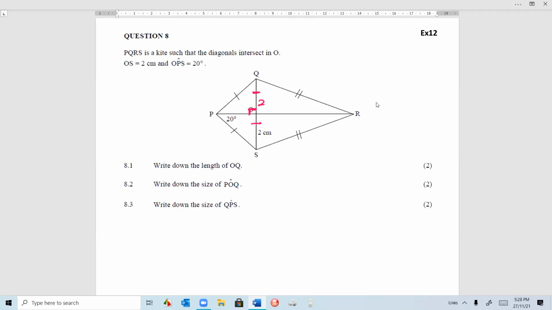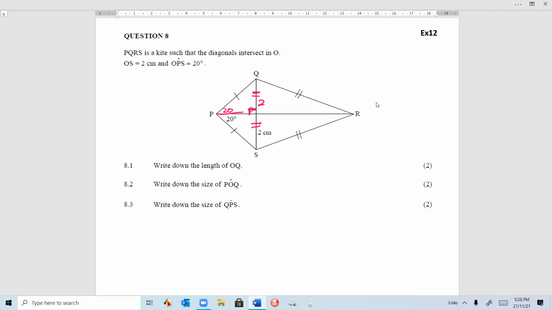So now, we want to find QPS. I'm waiting for you. Tell me what is QPS. 40 degrees. How did you get 40 degrees? The long diagonal bisects the vertex angle. Very good. So we're going to get our 20 degrees coming in here, and therefore, we have QPS to be 40 degrees.